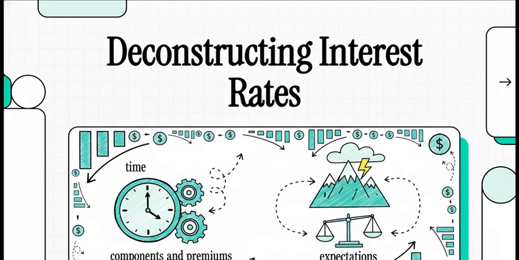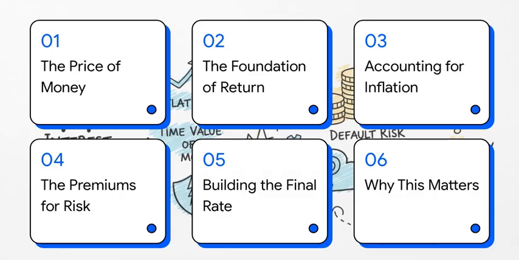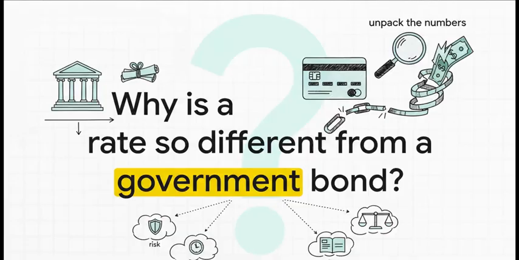Okay, let's get into it. So here's our game plan. We'll start with the different jobs an interest rate does in the economy. Then, we're going to build one from the absolute ground up, starting with the pure price of time, and then we'll start layering on the real-world stuff, like inflation and all the different kinds of risk. By the end of this, you'll see exactly how a rate gets put together and why knowing this stuff is so powerful.